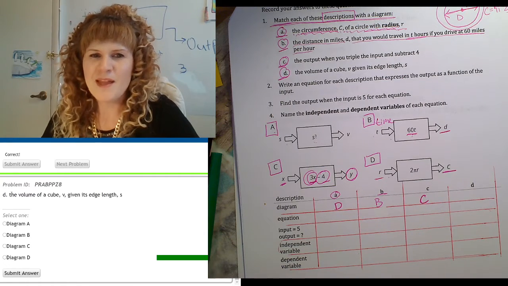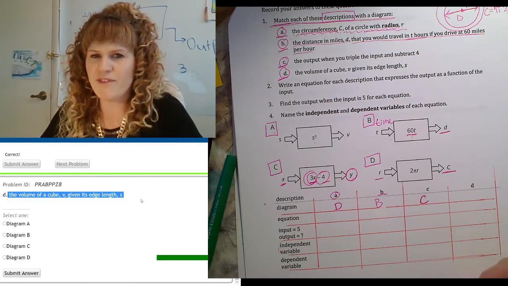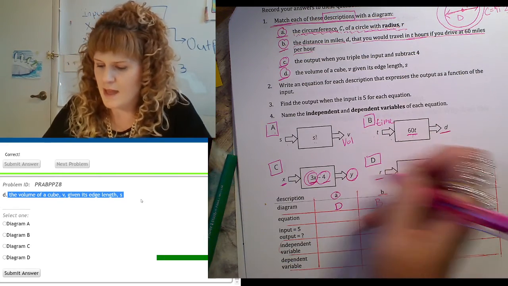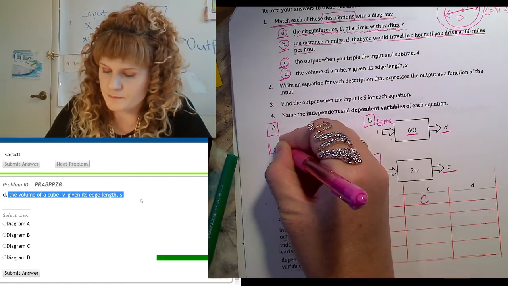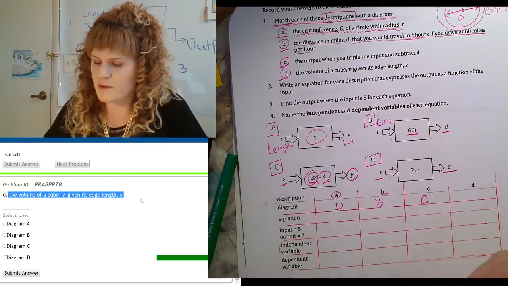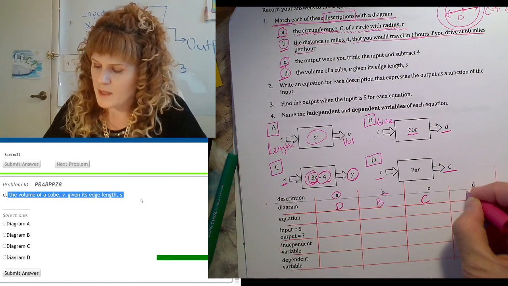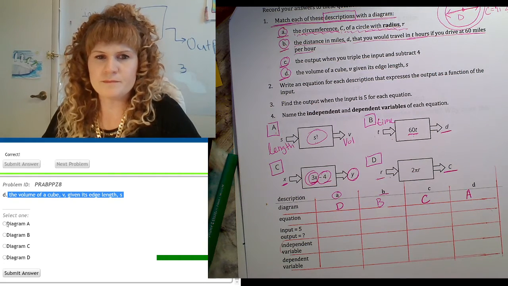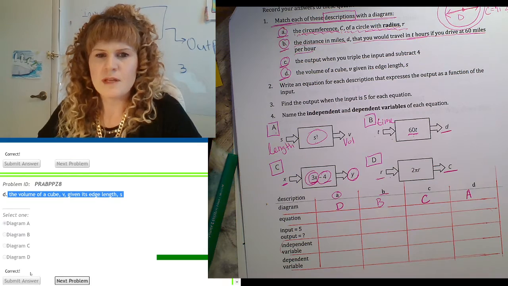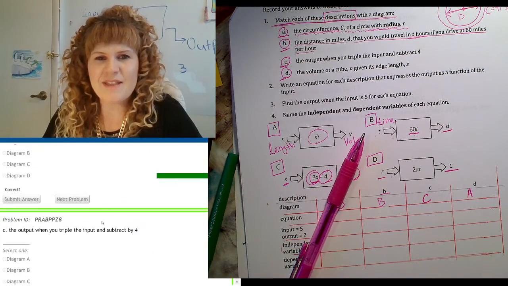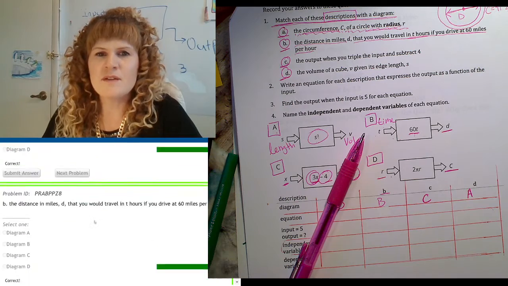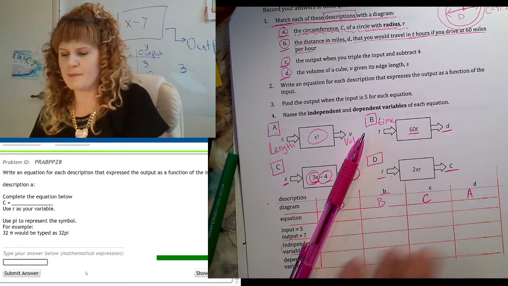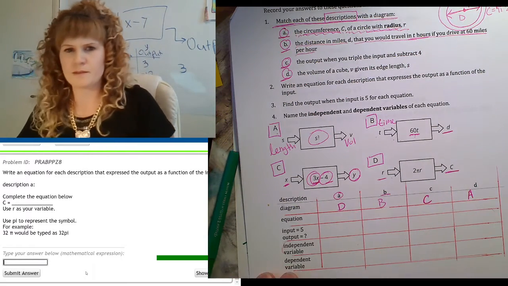I'll read it anyway. D, the volume of a cube, V is volume, given its edge length, S. So S is the length. Okay, there it is. The volume is the length cubed. So description D matches diagram A. Something a little difficult about these is that the diagrams stay way up here. You have to keep going up and down to find them. That's why I'm happy to give you the printed papers to help you work faster.